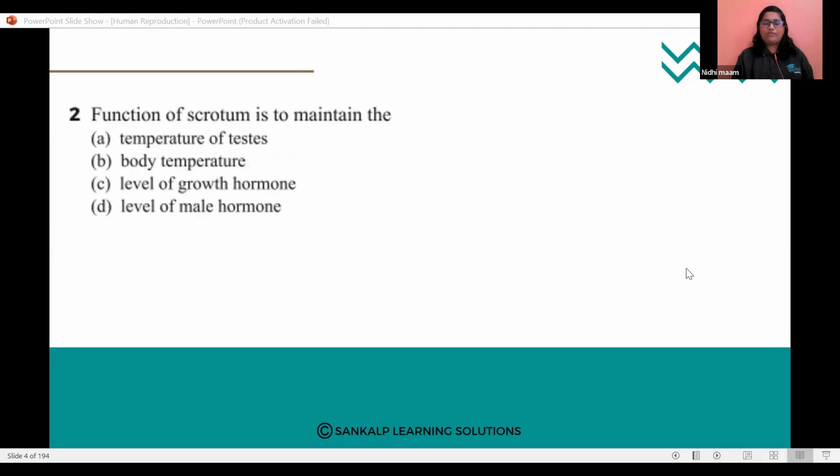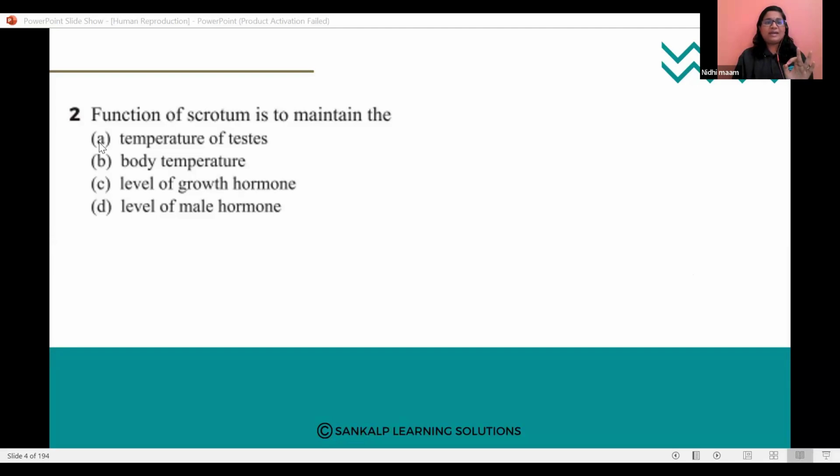Oppo A54, whoever answered, please rename yourself. Lubna, Hema, Varshini, Anita answered it. B. Gowda, Pavitra answered it. Yes, YouTube students, what is your response on this? Yeah. So here, some of you said temperature of testis. Some of you answered option B, body temperature.